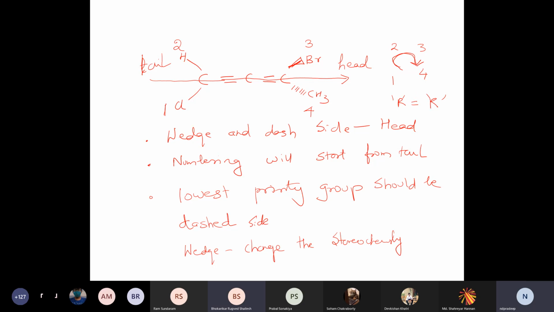Yes, sir. Sir, what if H and Cl were shown in wedge and dash and Br and CH3 were shown with plain lines? Don't worry, I will go for another example. We have a lot of examples. I will show you one by one so that you appreciate this rule.